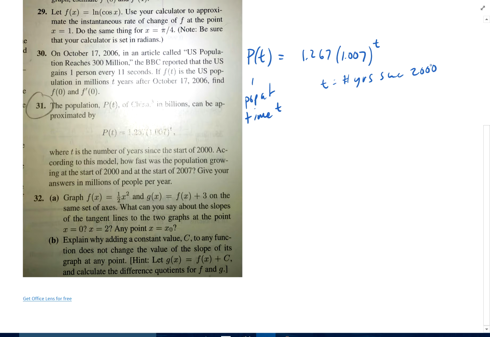Okay, according to this model, how fast was the population growing at the start of 2000 and at the start of 2007? Give your answers in millions of people per year. So this right here is population in billions, and this right here is, well, years, right? Okay, so how fast was the population growing at the start of 2000?